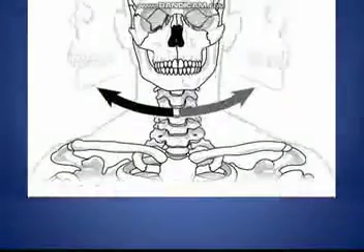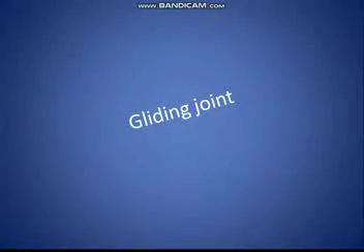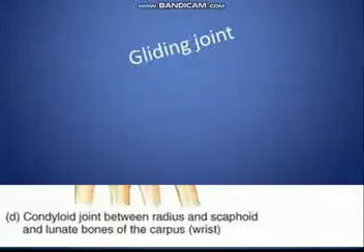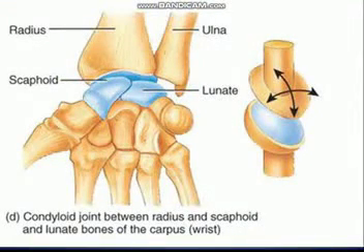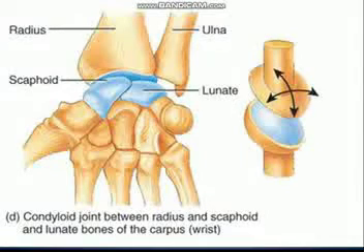The next joint is a gliding joint. This joint is found in the bones of the wrist and ankle. It allows these bones to slide against each other in a gliding motion. Students, you understand this joint is found in the bones of the wrist and ankle. It allows these bones to slide against each other in a gliding motion.